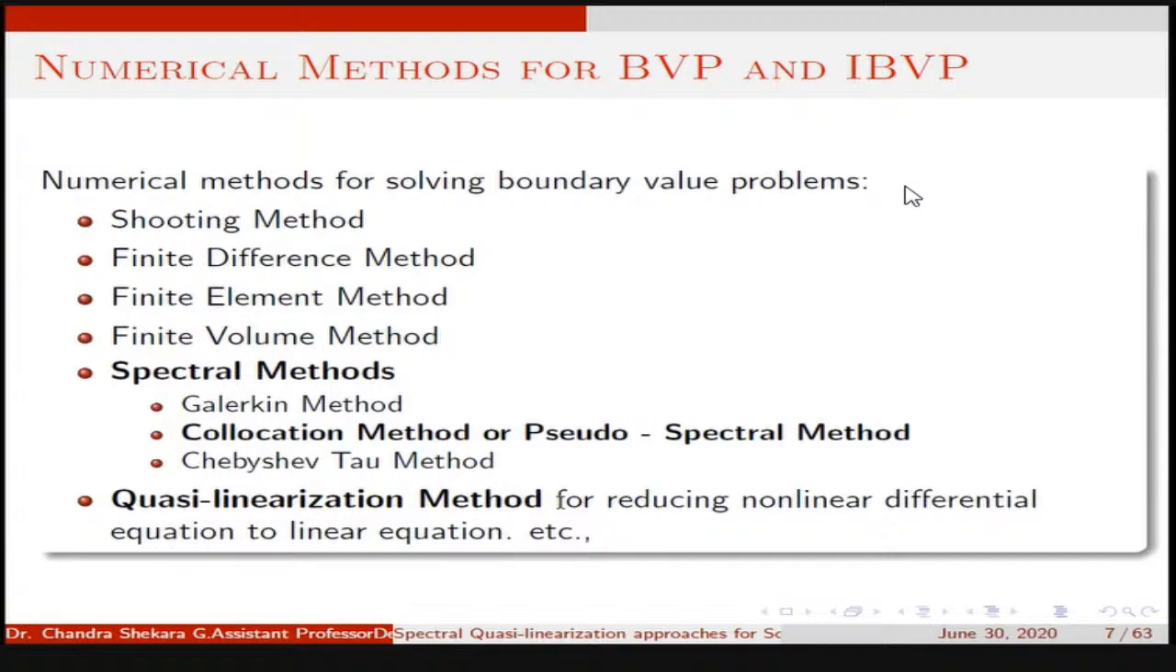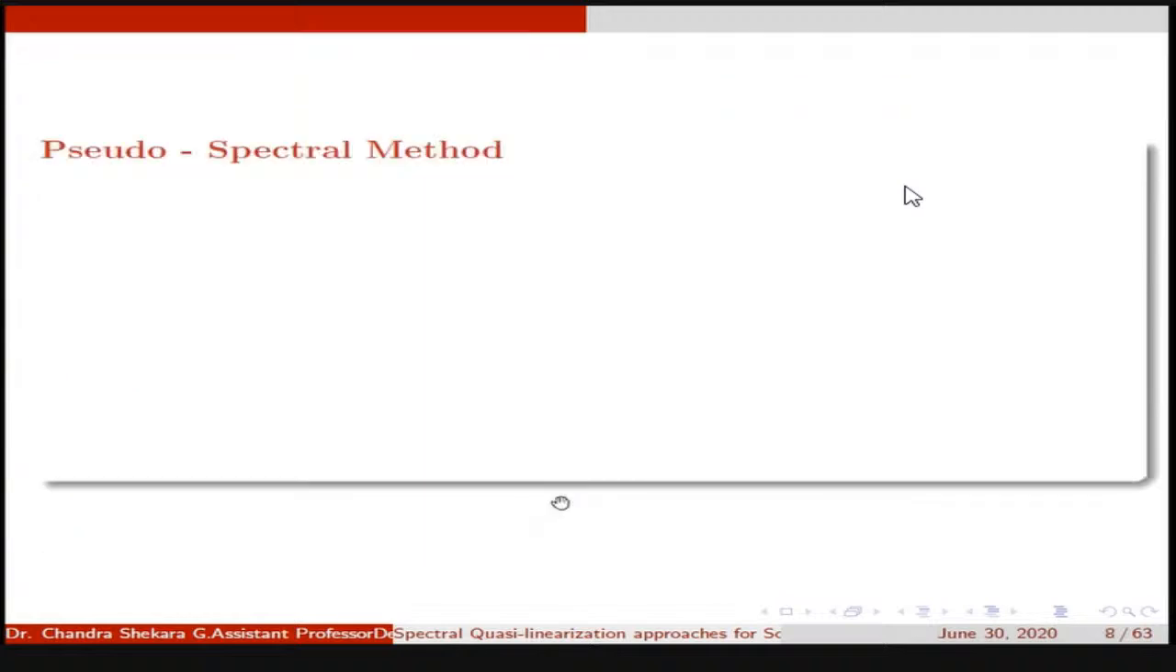So this is just to motivate the researchers who have just started their research. I've given the list of the methods and differential equations. Now let us start with today's topic. It is a spectral Quasilinearization method or pseudo spectral method.